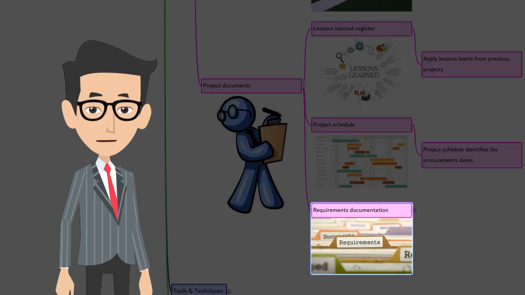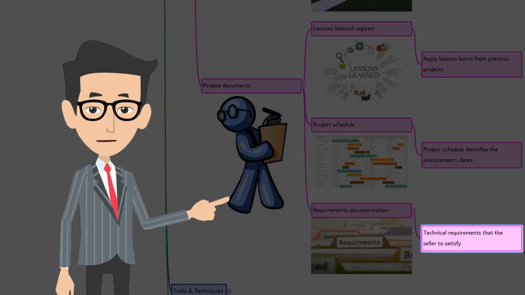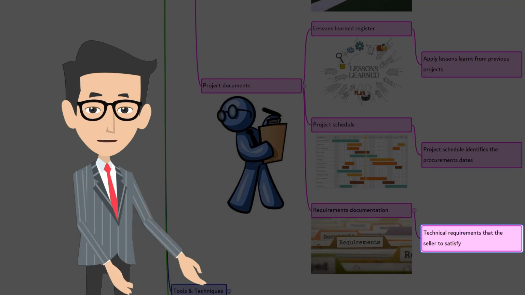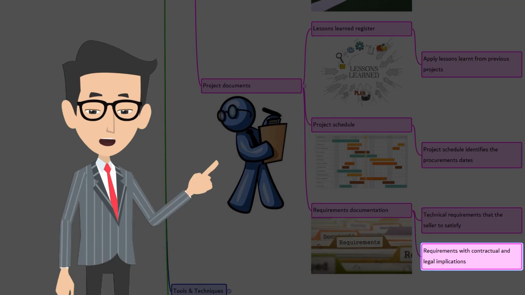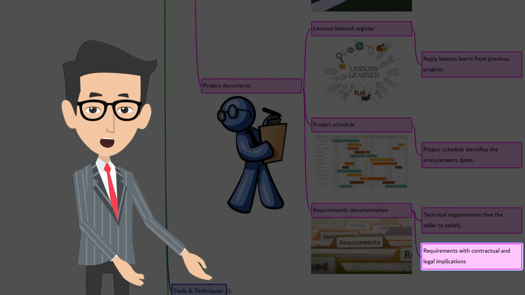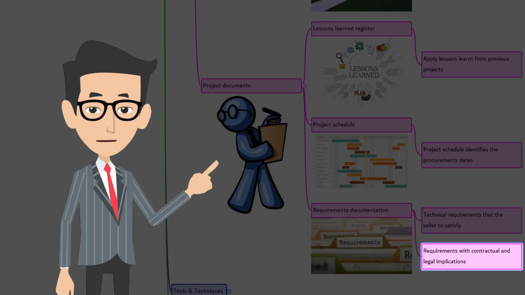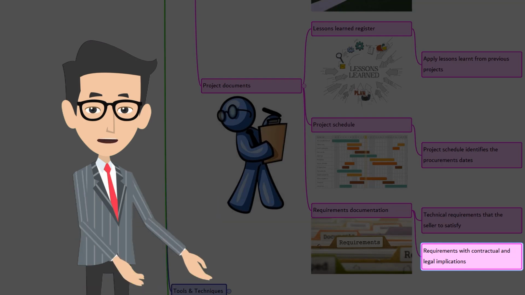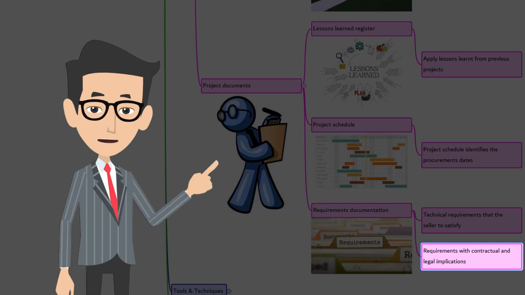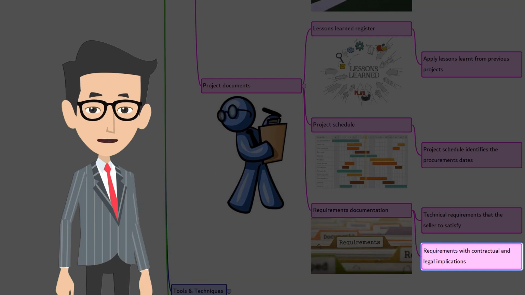Requirements documentation. Here, requirement documentation may include technical requirements that the seller is required to satisfy, requirements with contractual and legal implications, including health, safety, security, performance, environmental, insurance, intellectual property rights, equal employment opportunities, license and permits, etc.